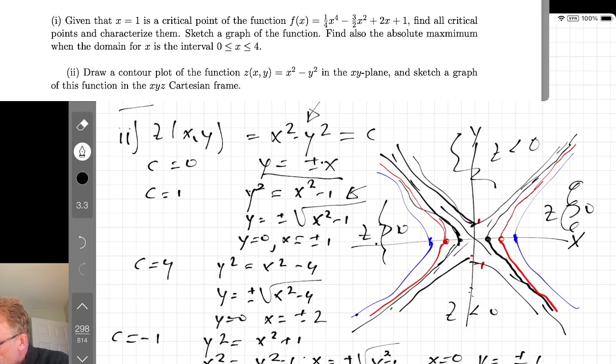So make the 3D graph yourself, realizing that here it goes into the plane. That's where z is negative. Here it goes above the plane. z is positive because z is C, right? z is C. And then on the asymptotes, here, y is plus or minus x. C is 0, so z is 0. There, the behavior changes.